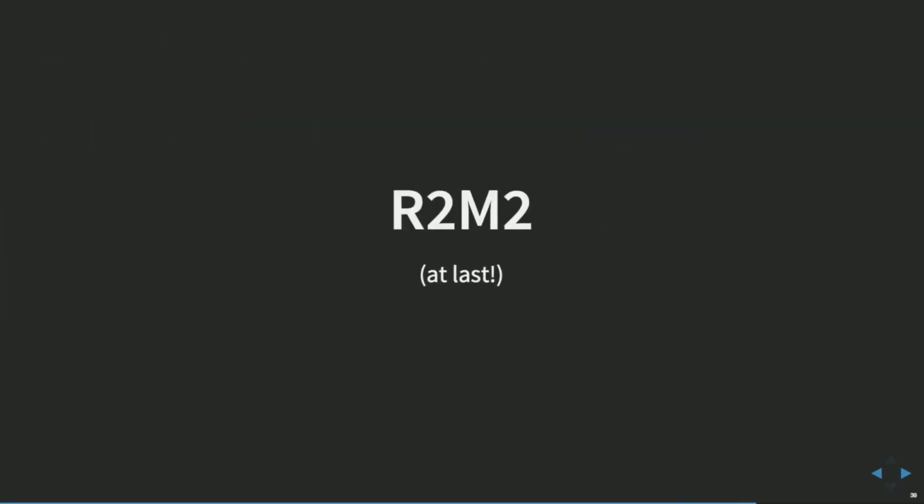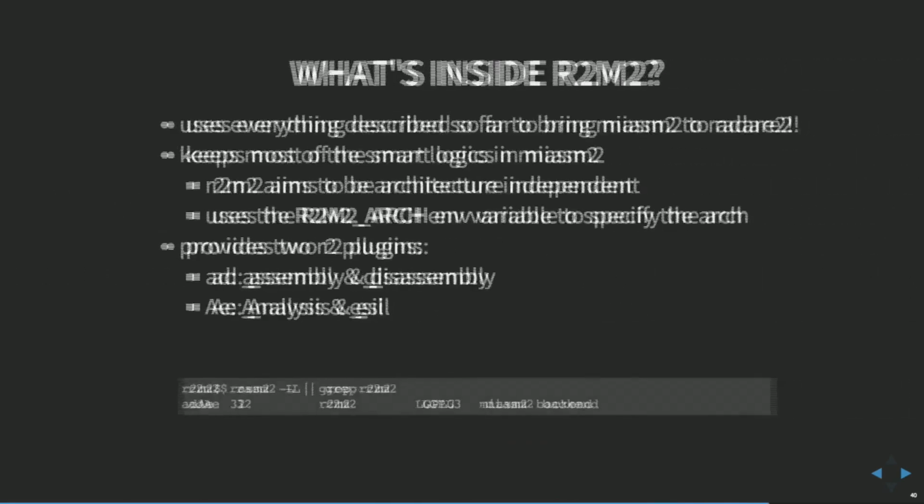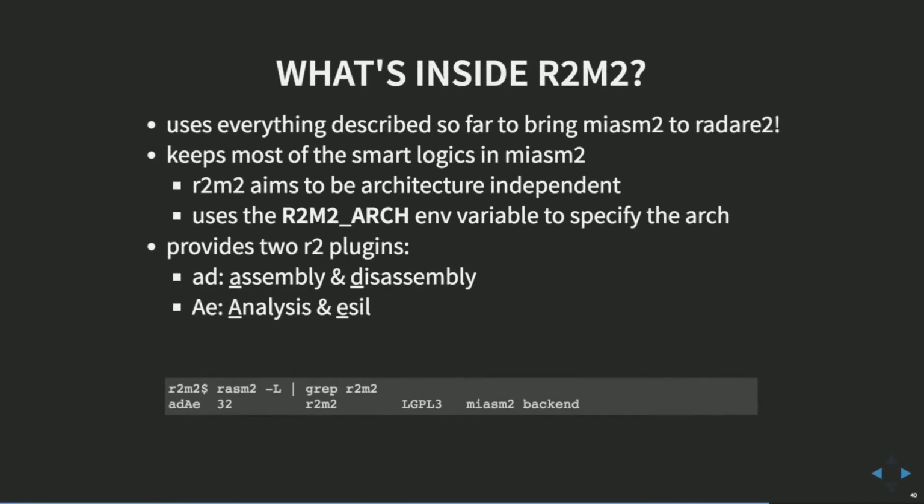Okay, so at last, r2m2. r2m2 uses everything I described so far to bring MySM to R2. Again, it keeps most of the smart bits in MySM. In the end, it provides two plugins. The first one is called AD, for assembly and disassembly. That's the same stuff you can do in pure Python. But the most important part is the AE plugin, for analysis and ESIL. If you have r2m2 installed on your laptop, device, or computer, you can call RSM-L and check that r2m2 is actually providing AD/AE features.